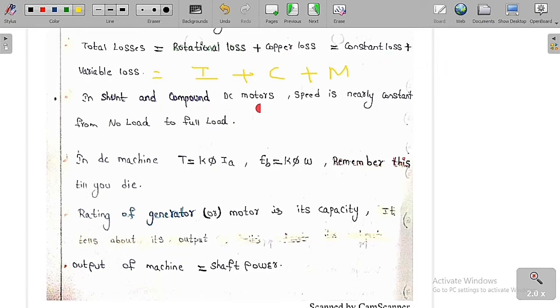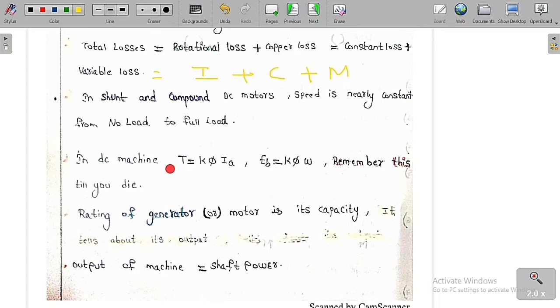In a shunt and compound DC motor, speed is nearly constant from no load to full load. I have already told you, because compound DC motor characteristics always lie in between the shunt and the series. From no load to full load, the speed is almost constant for both the shunt and the compound.